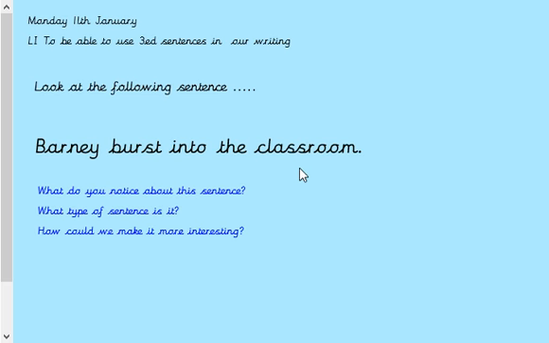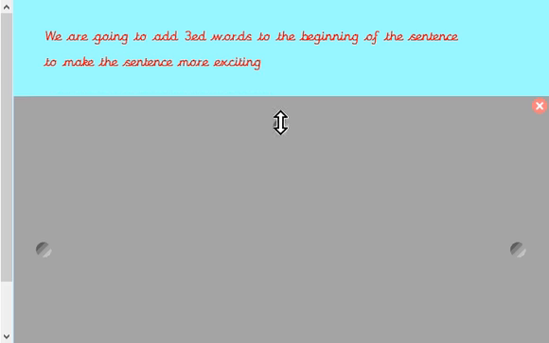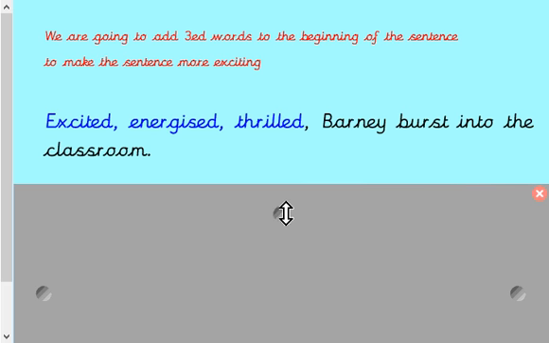But this morning, we're going to think about something a little bit different. We're going to add what I would call 3 ED words to the beginning of the sentence to make it more interesting. So here, if I reveal the sentence, I've still got my main clause, Barney burst into the classroom. And in front of it, I've put 3 ED words: excited, energized, and thrilled. All of them have to be demarcated with a comma.